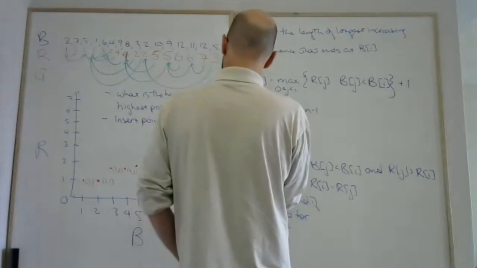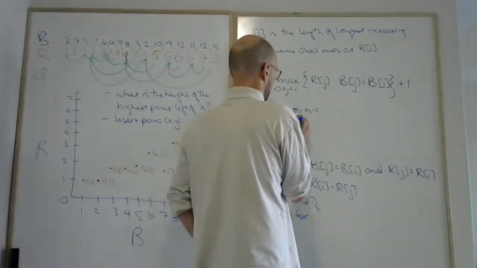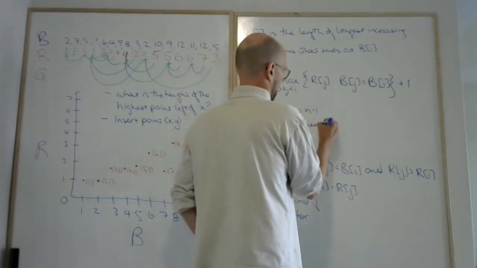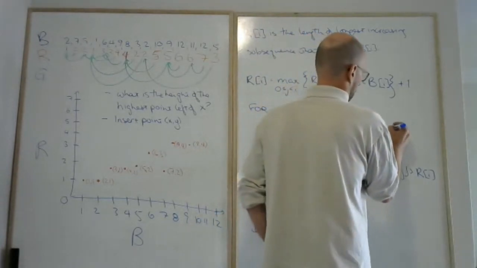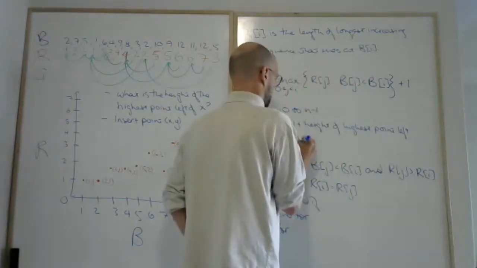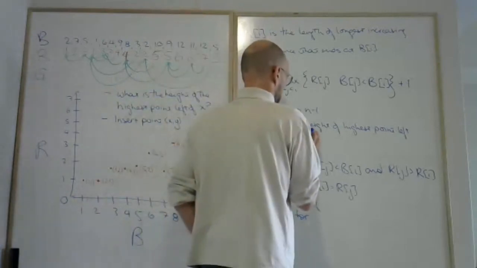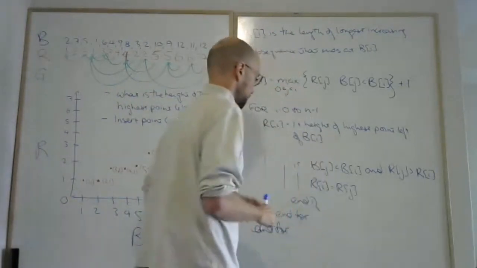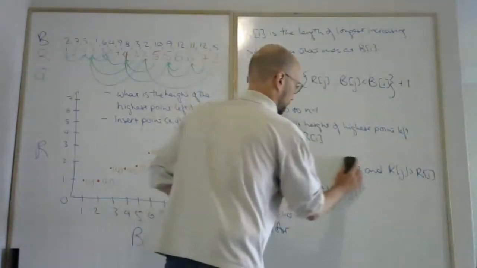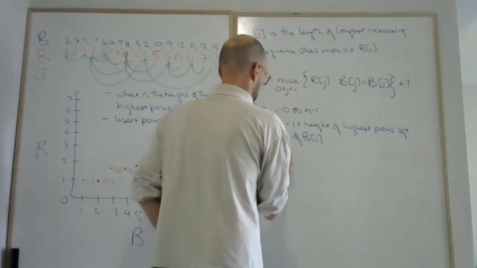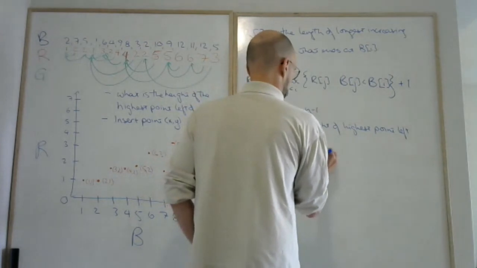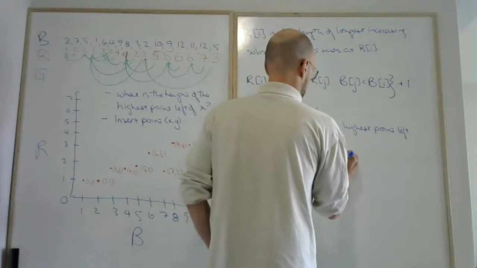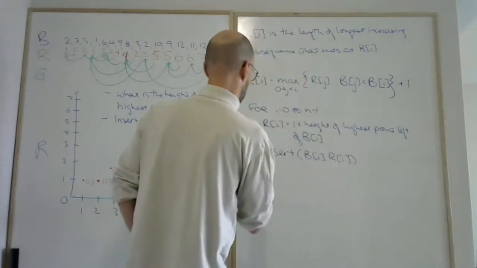And now we're going to say R_i equals 1 plus the height of the highest point left of B_i. And then we say insert the point B_i, R_i. And 4.